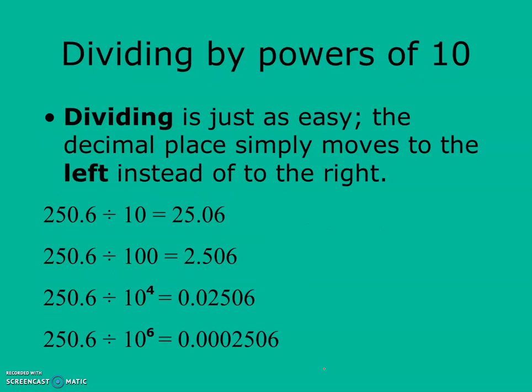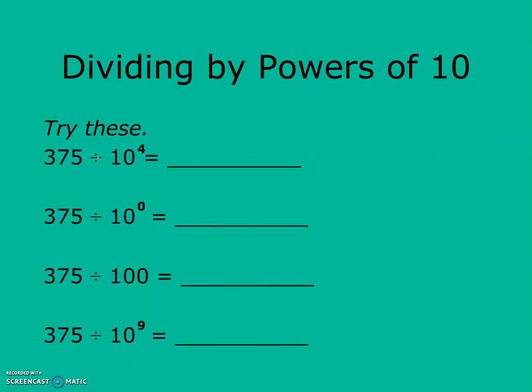Now, when you're dividing by powers of 10, the numbers are going to get smaller. Okay, so dividing by 10 or 100 or 1,000, or 10,000 or a million, you're going to slide the decimal to the left this time instead of the right. And the exponent, or the number of zeros, tells you how many places to move that decimal.